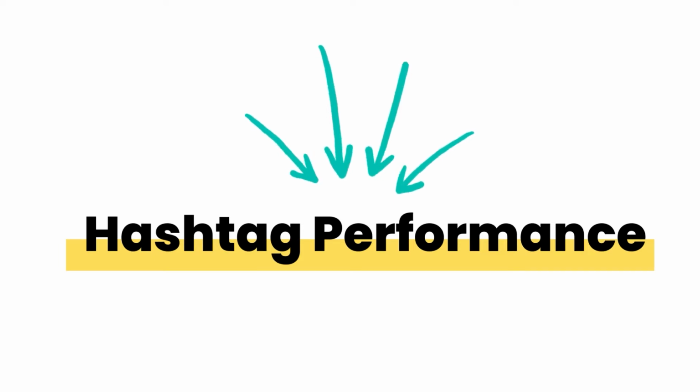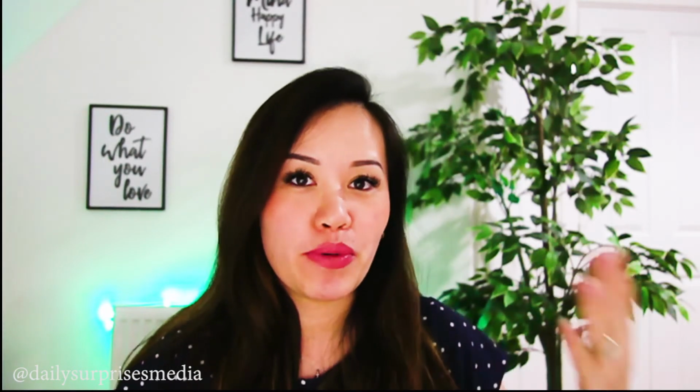Now, let's talk about the other data point I just mentioned, which is also really important, and that is your hashtag performance. Hashtags are pretty much like the organic keywords people can find you on Google. It's the same thing on Instagram. It's also really, really important.